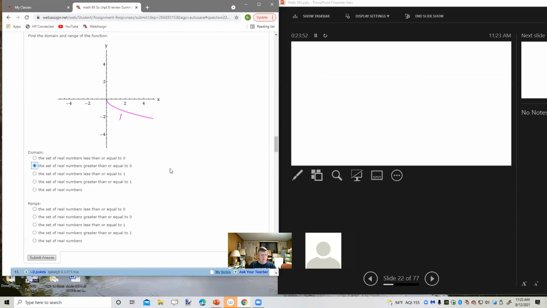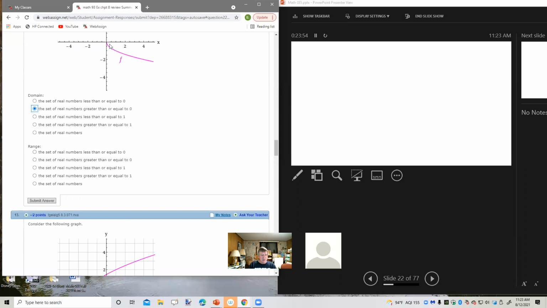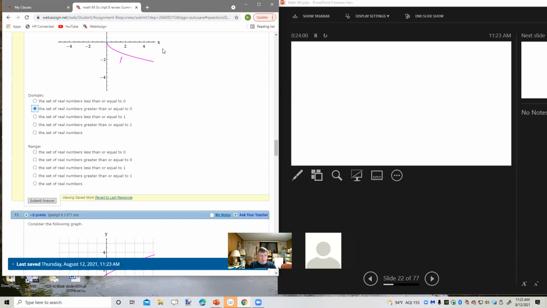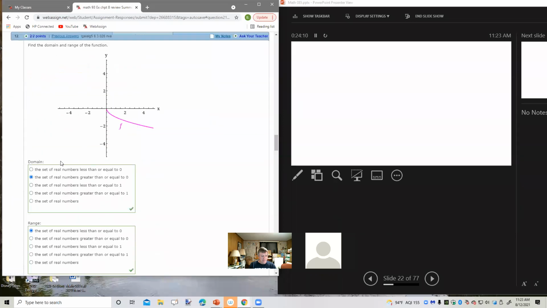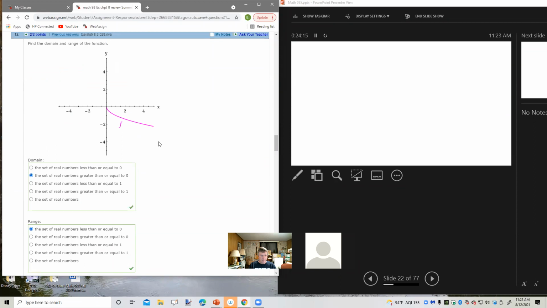Okay. Now, the range, the highest range value is 0. As this thing goes to the right, it goes down. So it'd be negative infinity up to and including 0, less than or equal to 0. Okay, any questions about that one? All right.